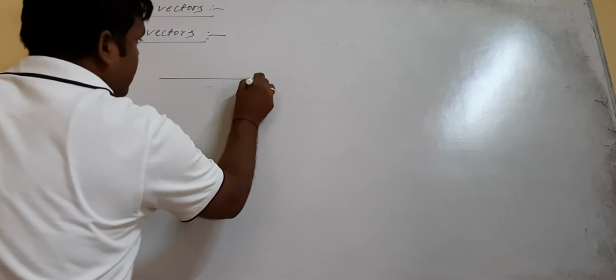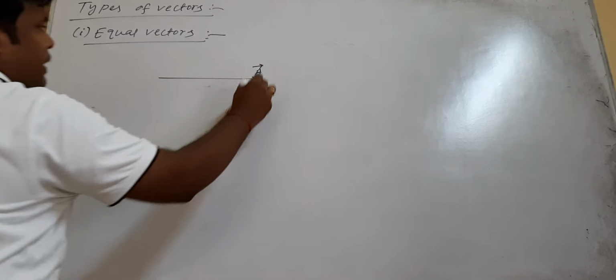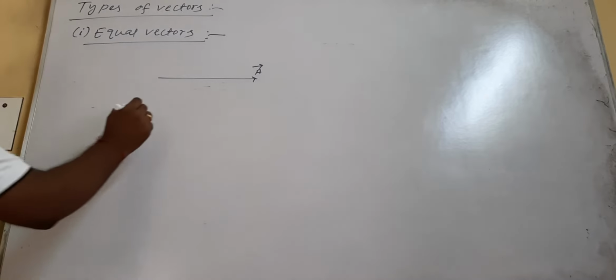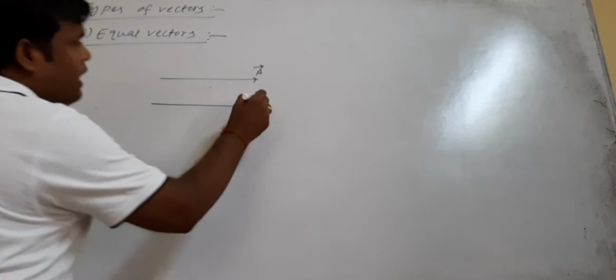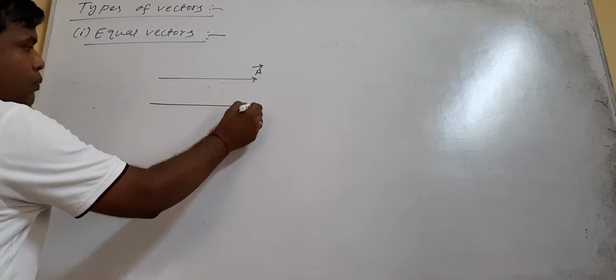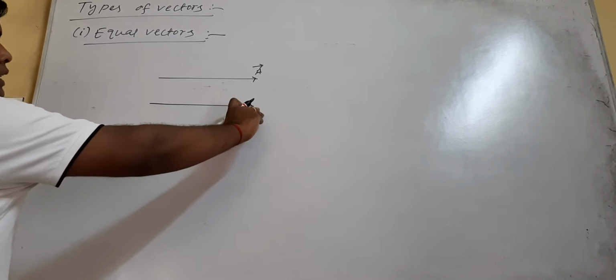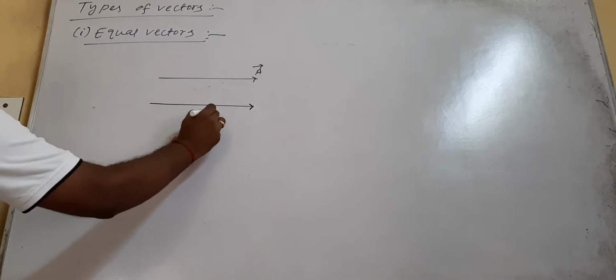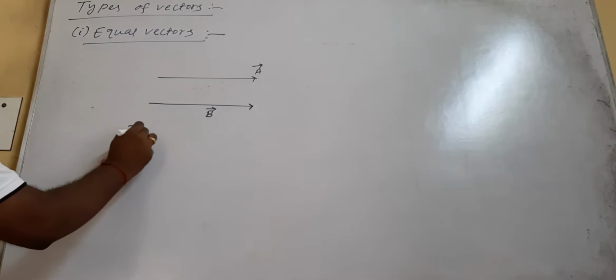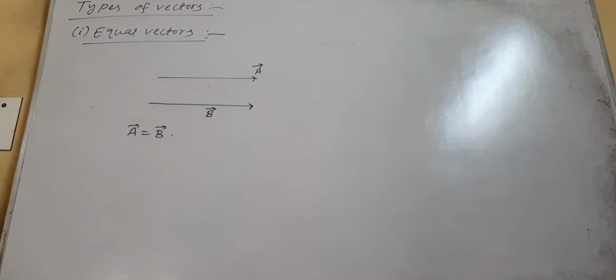Let a be a vector. Now my question is, draw another vector b which is equal to vector a. As the magnitude is equal, I have to draw a line of the same length, and to make the direction equal, I have to put the arrow towards the right. It is your b vector. Now you can say that a vector and b vector are equal with each other.